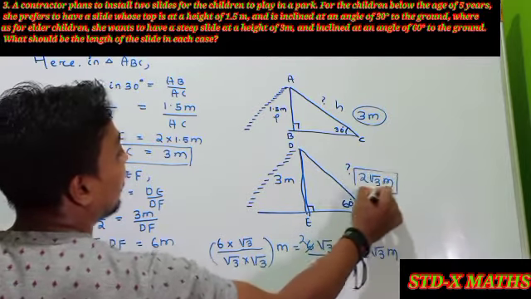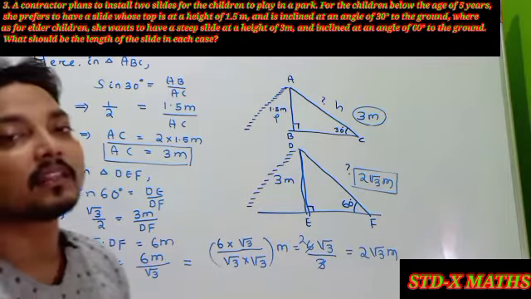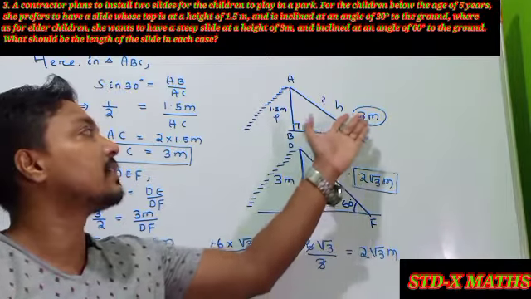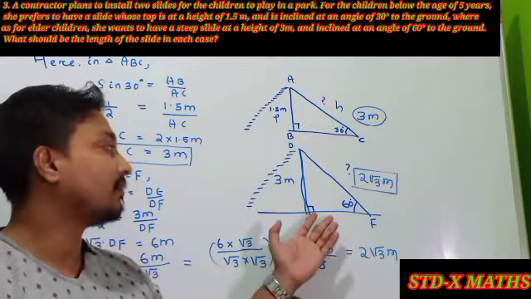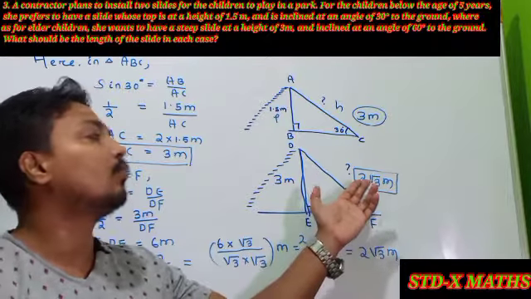The final sentence you have to write is like this: the length of the slide used for children below 5 years is 3 meter, and the length of the slide used for elder children is 2 root 3 meter.